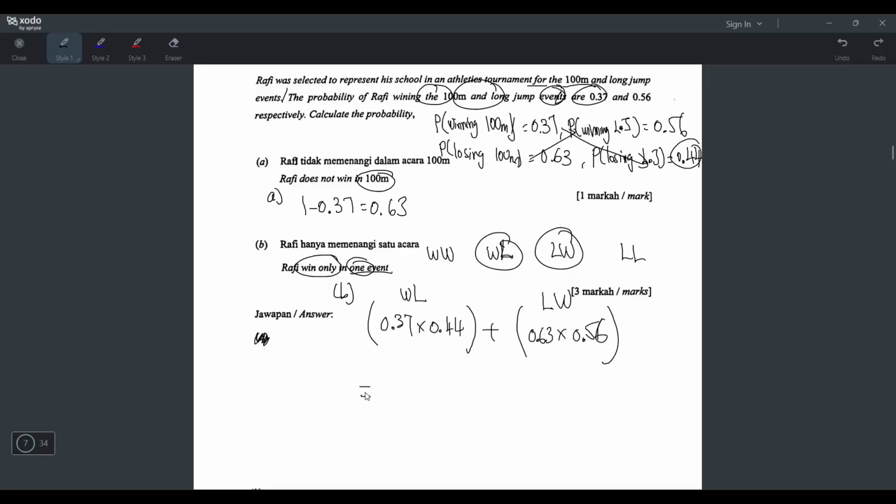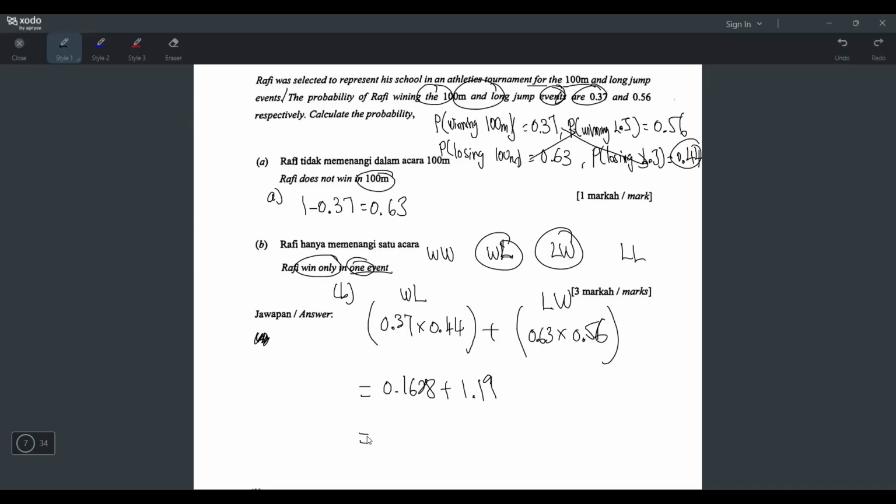Oh, but by the way, I also want to mention this one, we call it independent events. Independent, because the probability of winning or losing will not get affected in the second time, right? Okay lah, tak apa. Let's press the calculator and see what we get. So 0.37 times 0.44, this one is 0.1628. And then 0.63 times 0.56, this is 0.3528. And then tambah everything.